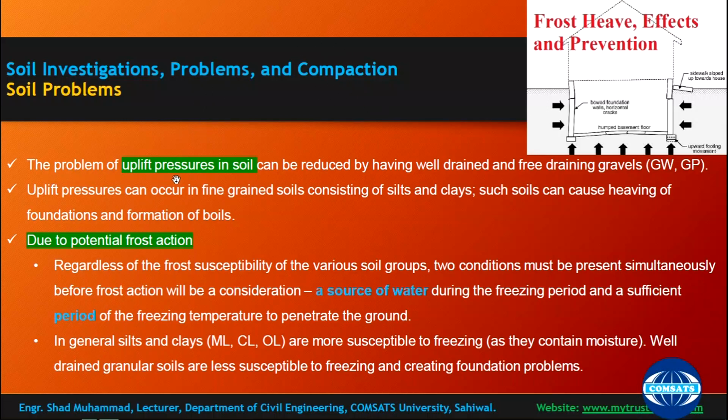The problems of uplift pressure in soil can be reduced by having well-drained, free-draining gravels. Uplift pressure can occur in fine-grained soils. So this uplift pressure occurs mostly in fine-grained soil consisting of silt and clay. Such soil can cause heaving of the foundation and the formation of boils.